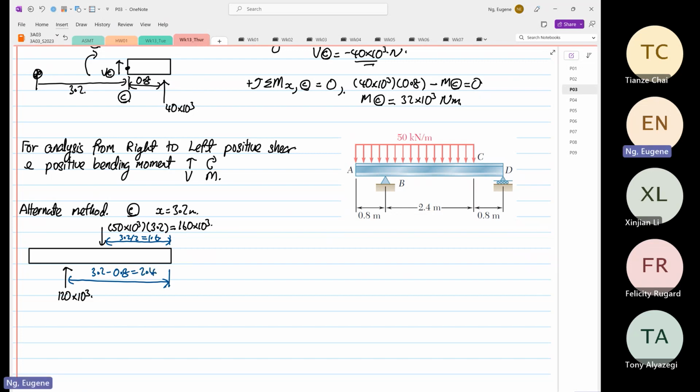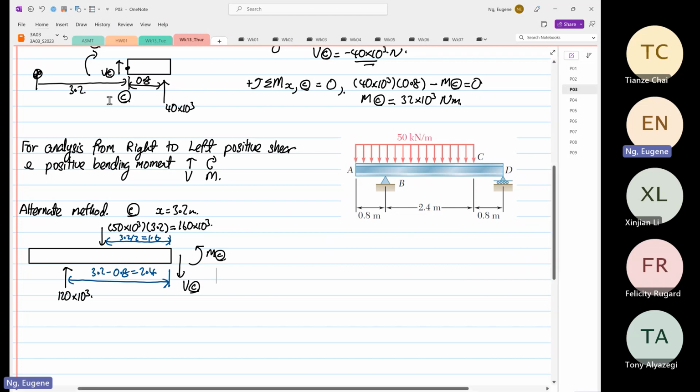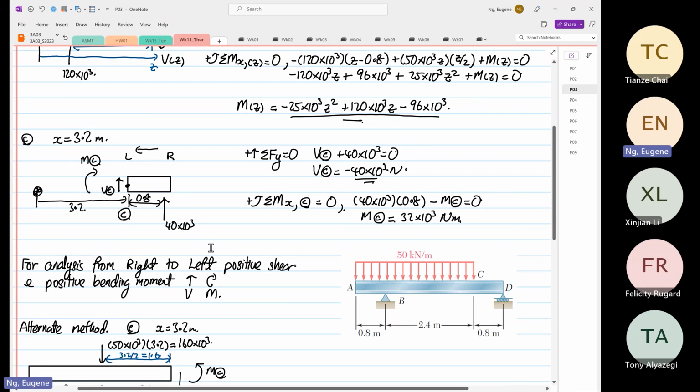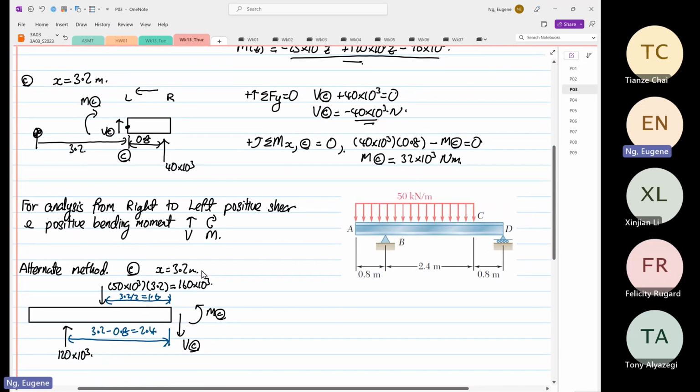And then we are doing left to right analysis, right? So positive shear is coming down here. So V at point C, and then moment at point C. The answer will be the same, but you have more things now. Down here, you only have one force, but now you have to consider two forces and two distances. The more components you have, the easier it is to make mistakes.